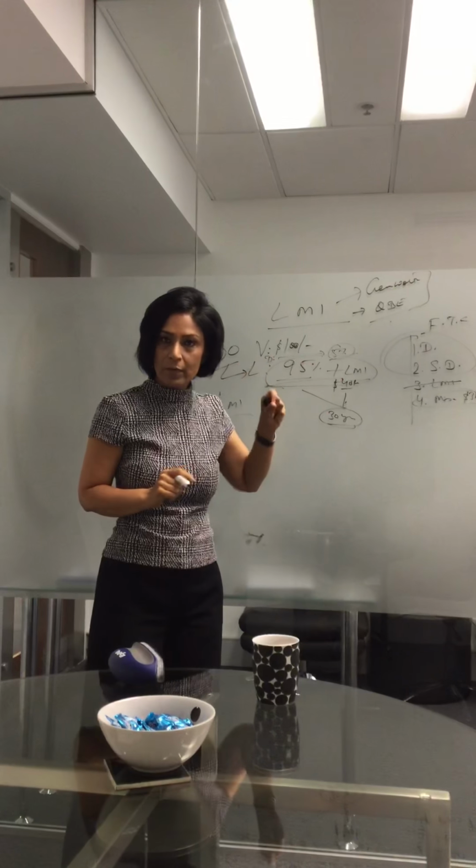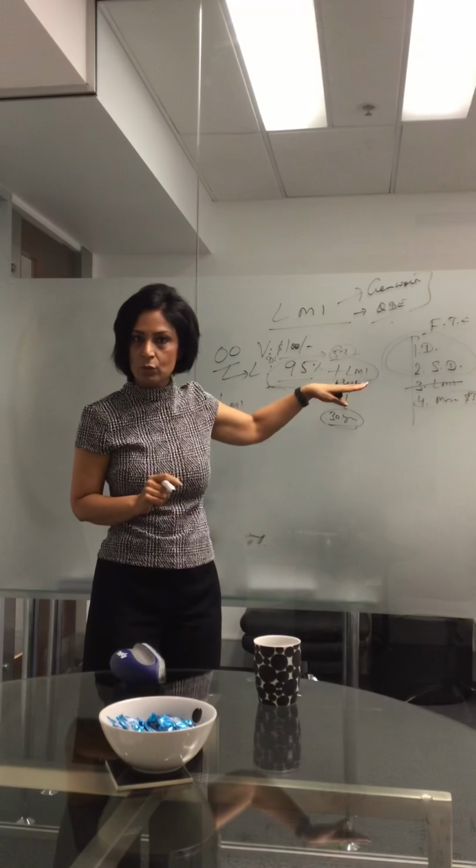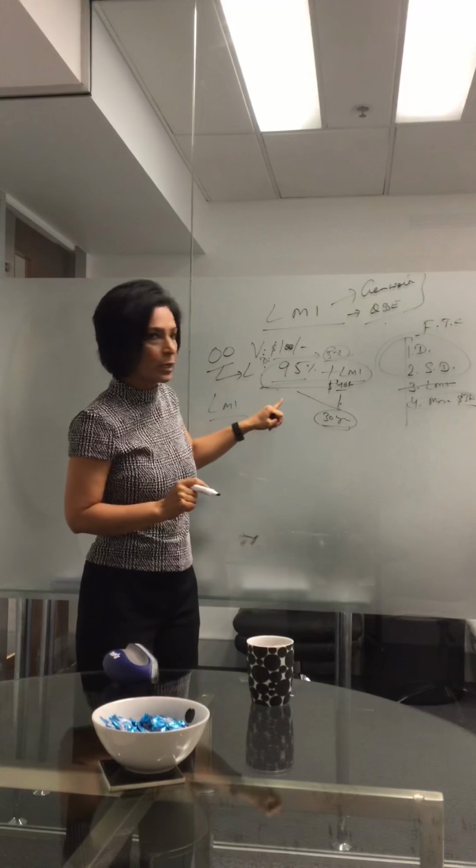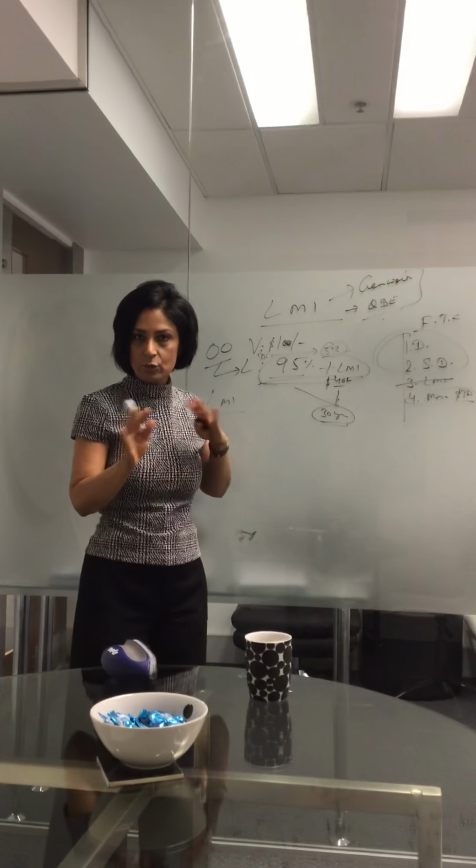So the borrowing capacity is not just on 95, it's on the total loan. Repayments are not just on 95, but on the total loan. So make sure that you remember that.